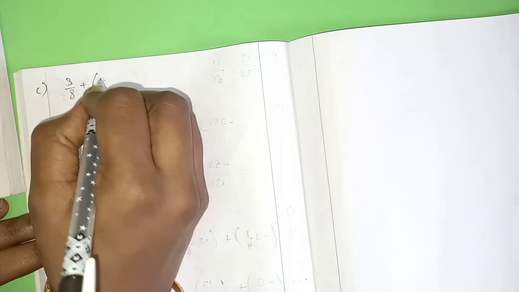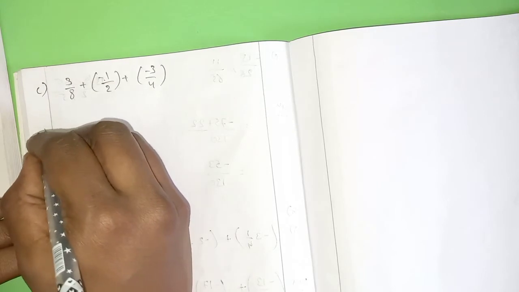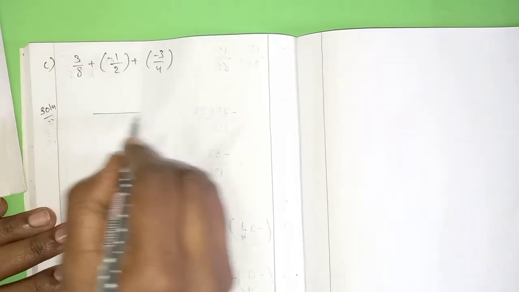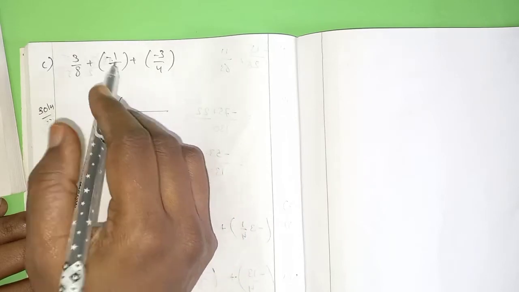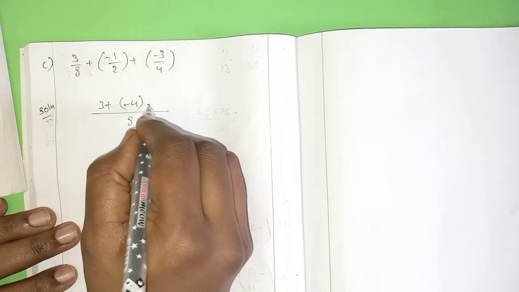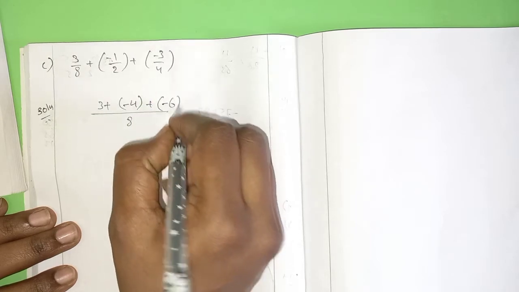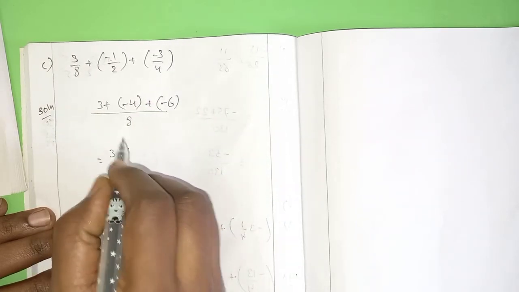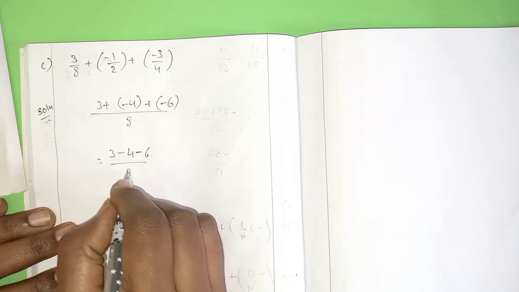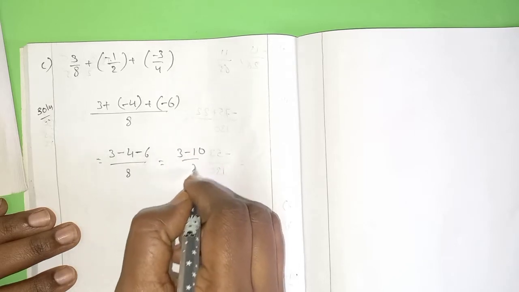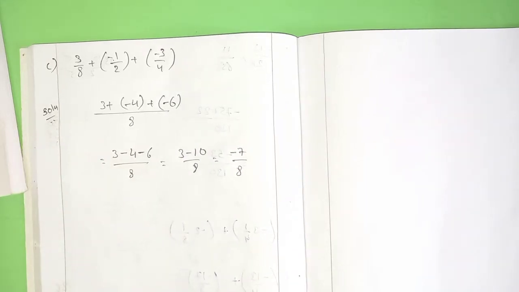3 by 8 plus minus 1 by 2 plus minus 3 by 4. What's the LCM? 8. 3 plus, 2 4s are 8. Now 4 into 1 minus 4, plus 4 2s are 8. 2 3s are 6, minus 6. 3 plus into minus 4 plus into minus 6 divided by 8. 3 minus 10 by 8. That means minus 7 by 8. Minus 7 by 8 is the answer.